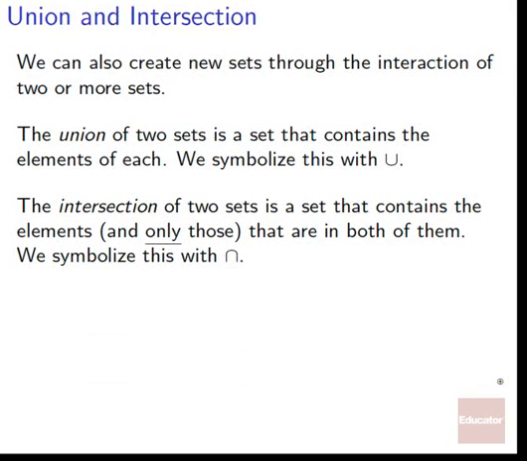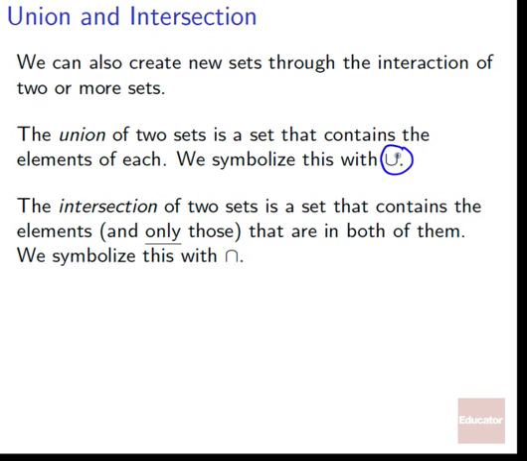All right, union and intersection. We can create new sets through having our sets interact with each other. So if we've got two or more sets, we can have an interaction between those sets and make another set. May or may not be different. The union of two sets is a set that contains the elements of each. We symbolize this with an open cup. So that gives us our union symbol.